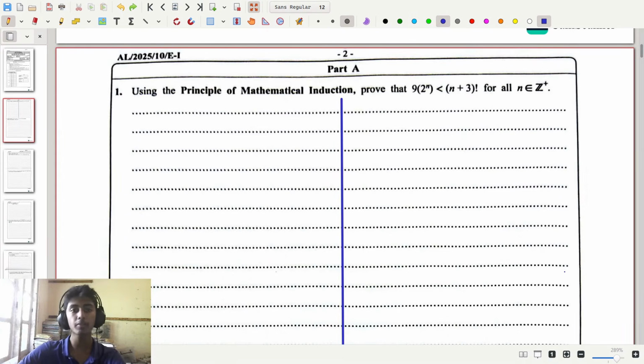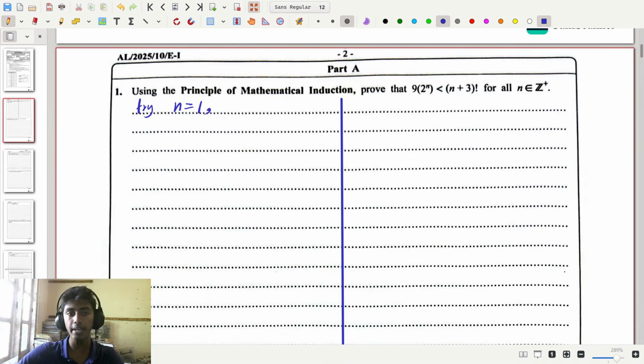To do this, using mathematical induction, we first need to establish a base case. For the set of positive integers, which goes 1, 2, 3 and so on, the best base case is n equals 1. So we're going to try n equals 1 at the start. Let's say over here at the very top left, try n equals 1.